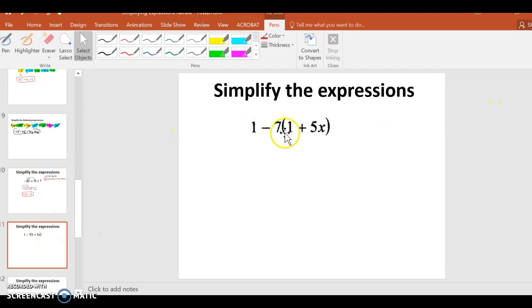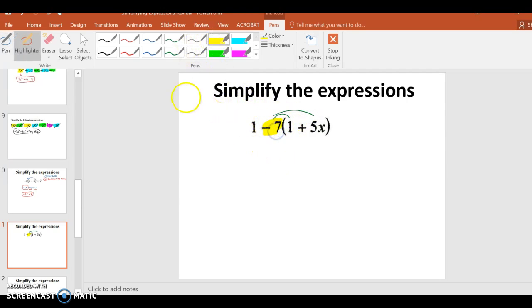Now the next example, 99% of the mistakes students have here is they want to do 1 minus 7 first. But if you remember order of operations, you have to do what's in the parentheses first, then you multiply, then you do addition or subtraction. So technically, before I can do anything with this 1, I must distribute the negative 7 first.